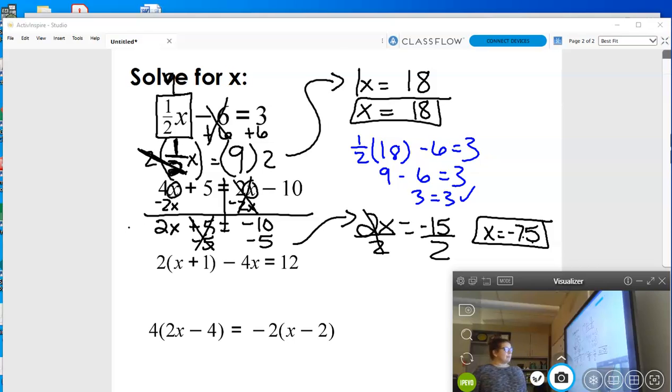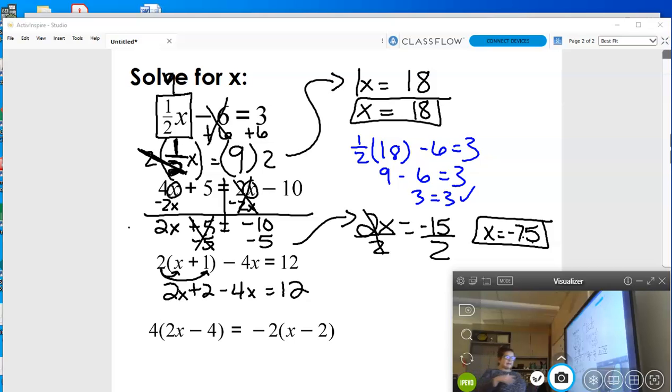Okay? Again, when we see this next one down below here, so this 2 times x plus 1 minus 4x equals 12. With something like this, we have those parentheses there. This means 2 times everything in those parentheses. So I'm going to go ahead, you've seen these little arrows for distribution, and multiply that 2 in there, so that then I can start simplifying my equation. So we have 2x plus 2 minus 4x equals 12.